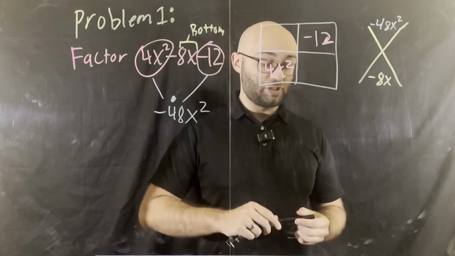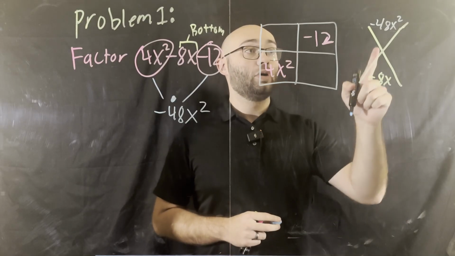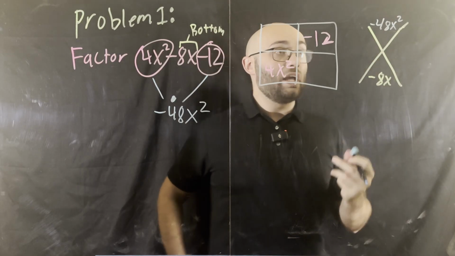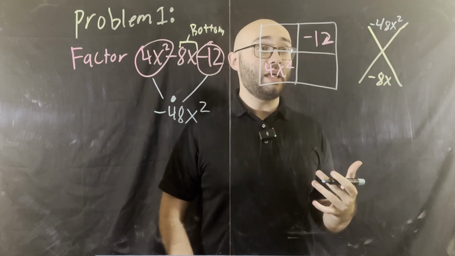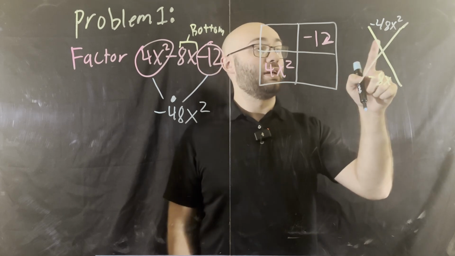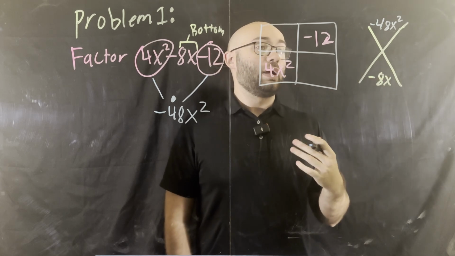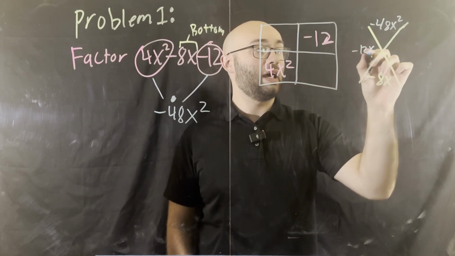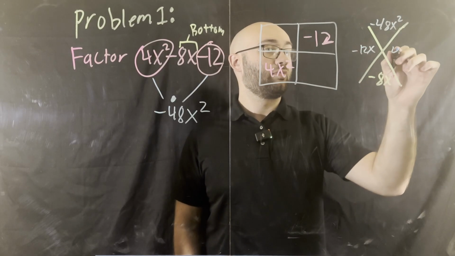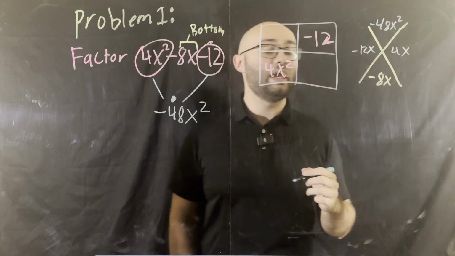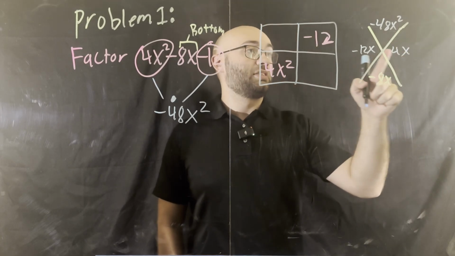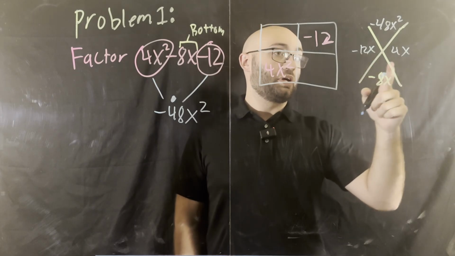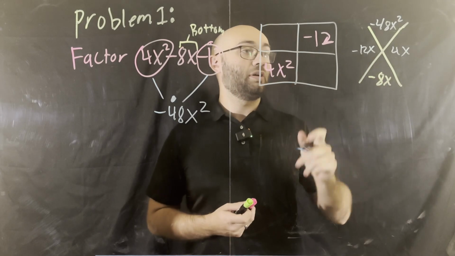So I always suggest that you try and figure out what works for the top before you come down to the bottom. So I have negative 48x squared. And since it's a negative, I'm going to have a positive and a negative number. And right now, looking at it, I can tell that it should be negative 12x and positive 4x. And if we check here, negative 12x times 4x does give us negative 48x squared. Negative 12x plus 4x gives us negative 8x. So we can come over here and write that.